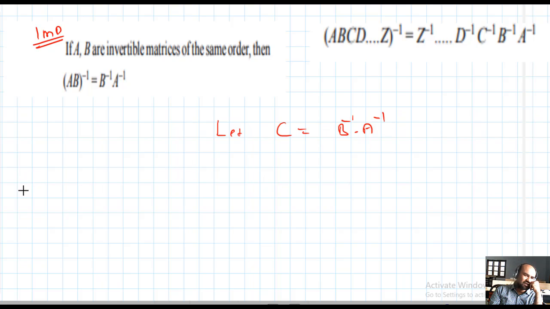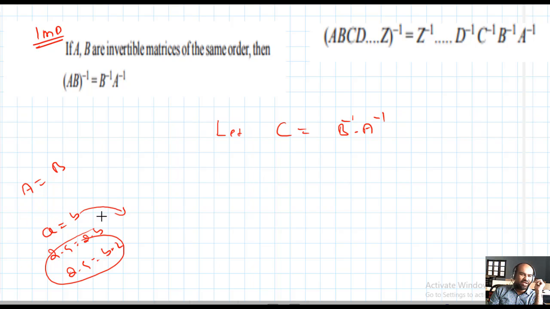For example, students, listen: for real numbers, A equal to B, I want to multiply 2 on either side. I can write 2 into A equal to 2 into B, or 2 into A equal to B into 2 also. Nothing is wrong in real numbers. But in matrices it becomes wrong. For example, A equal to B, A and B real numbers: A into C equal to B into C, or C into B, both are the same. But in matrices that is not correct.